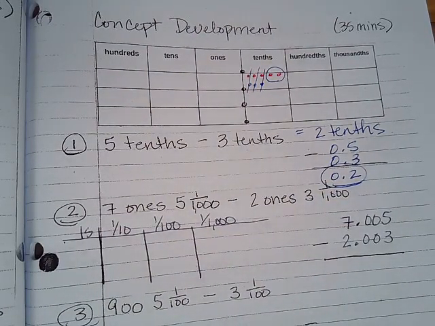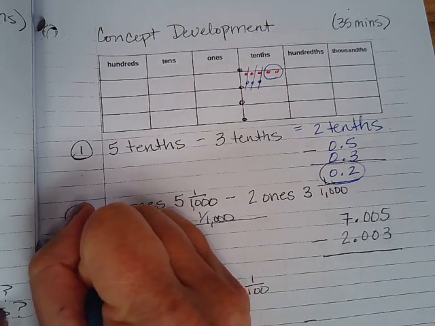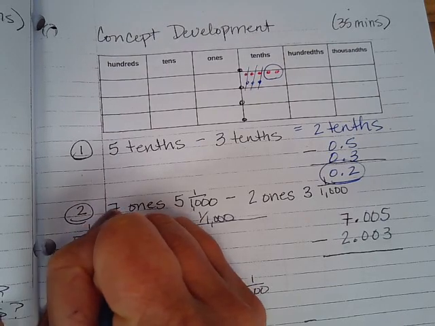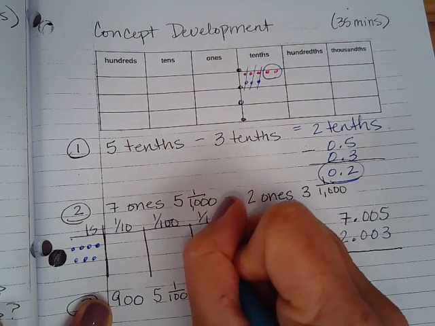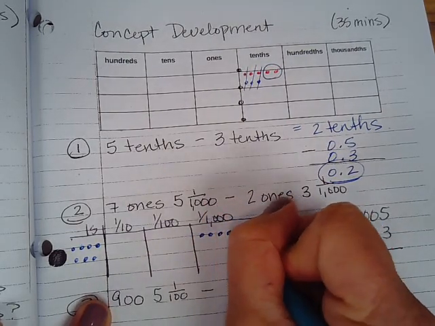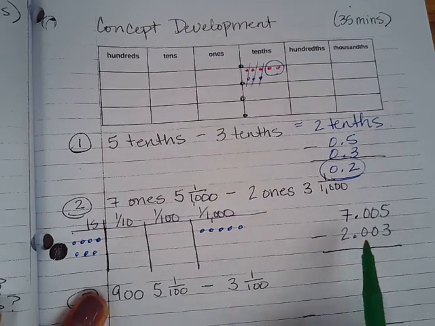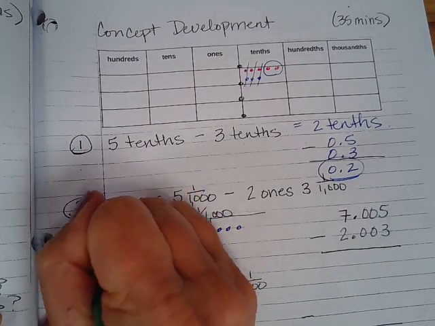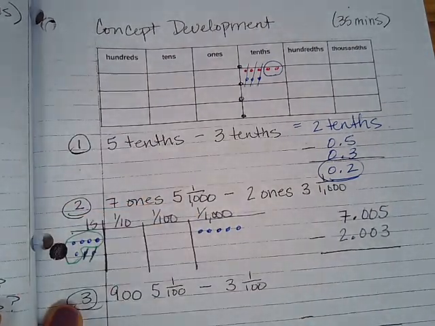All right, now I'm going to place my top number inside my place value chart. So I'm going to take 7, 1, 2, 3, 4, 5, 6, 7. I have 7 ones and I have 5 thousandths, 1, 2, 3, 4, 5. Now, I'm going to come over here and I'm going to take 2 ones away from here. And then what do I have left? I'm going to circle what I have left.